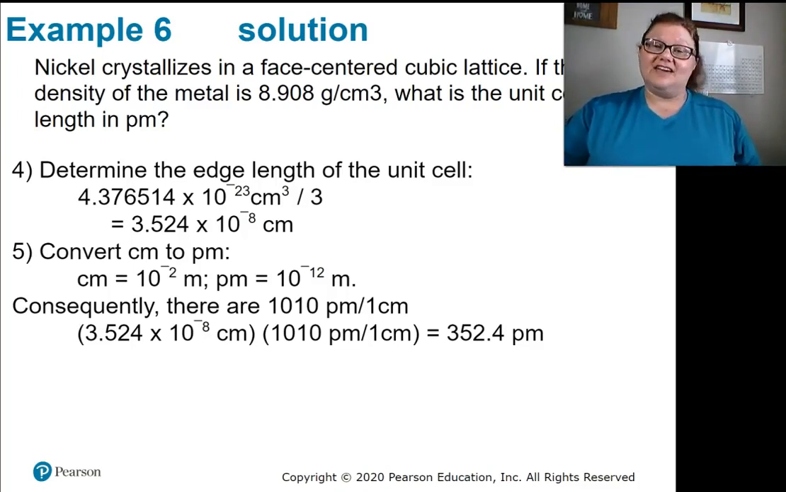Now we have the length of our edge, but it's in centimeters. So what we need to do for our last step is convert centimeters into picometers. And so you'll get used to doing this with this relationship. A centimeter is 1/100th or 10 to the negative 2 meters. And then our picometer is 10 to the negative 12 meters. And so from there, we can relate picometer directly to centimeter. Or if you go back to the beginning of the notes, you'll see how I did this in 2 steps, going through the meter. And we arrive at 352.4 picometers for our edge length of our nickel face-centered cubic unit cell.